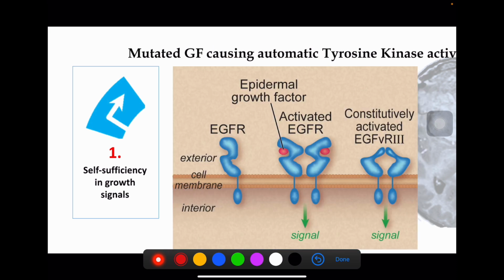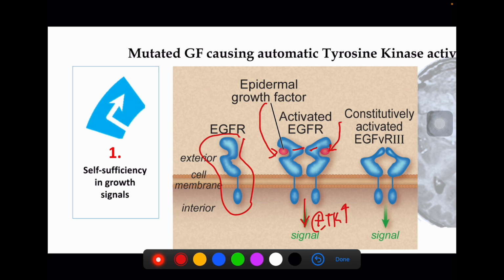Next is the tyrosine kinase activity. Example in EGFR. This is the receptor of EGFR. A normal EGFR needs to be combined into 1 and 2, and only then will the growth factor attach to the area of the protein and cause the production of signals, and this will stimulate the tyrosine kinase activity.